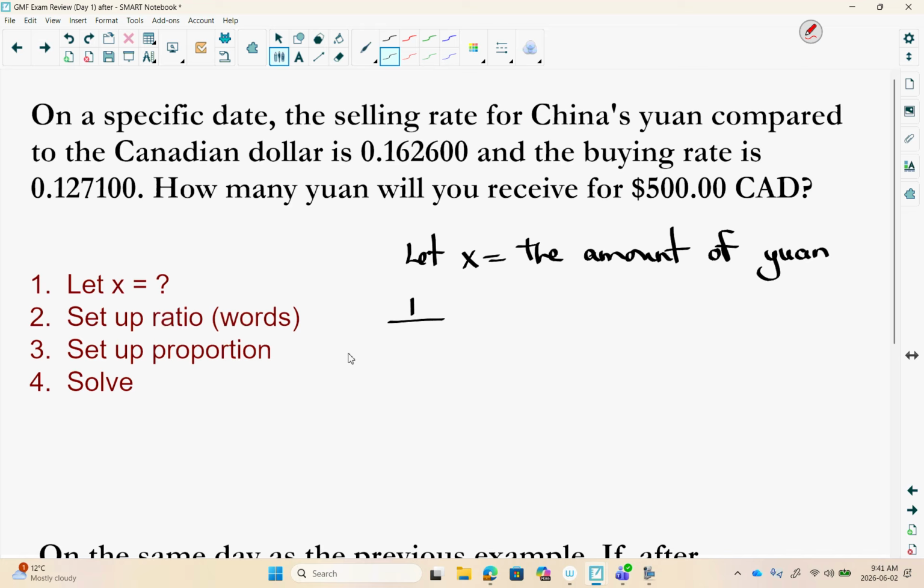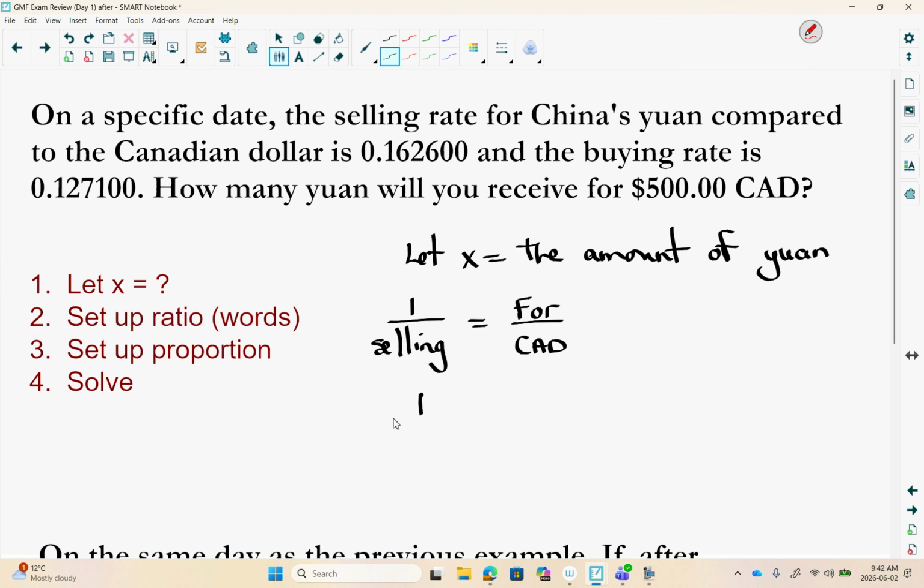Now, when it comes to this section, how do you know when to decide to use the selling rate versus the buying rate? We have to think from the bank's perspective. If you want to buy the Chinese currency, what's the bank going to do? Sell it. So it's 1 over the selling rate, and that's going to equal the foreign amount over the Canadian amount. So right now I'm in Canada.